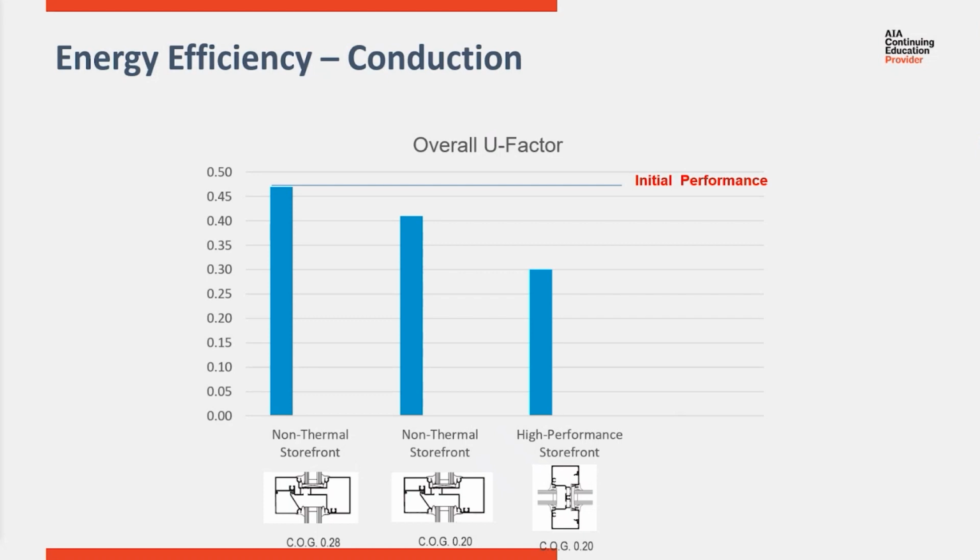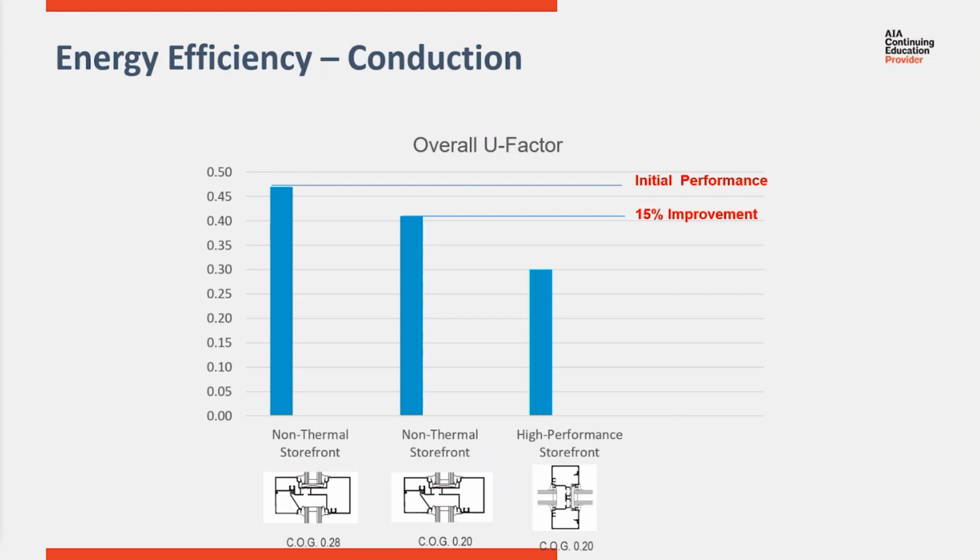Our first change is going to be to improve the glass and use an insulated glass unit with a center glass U factor of 0.20. This will yield a 15% improvement, taking us down to a system U factor of 0.41. Now that surpasses the baseline performance requirements in both zone 3 and 5.